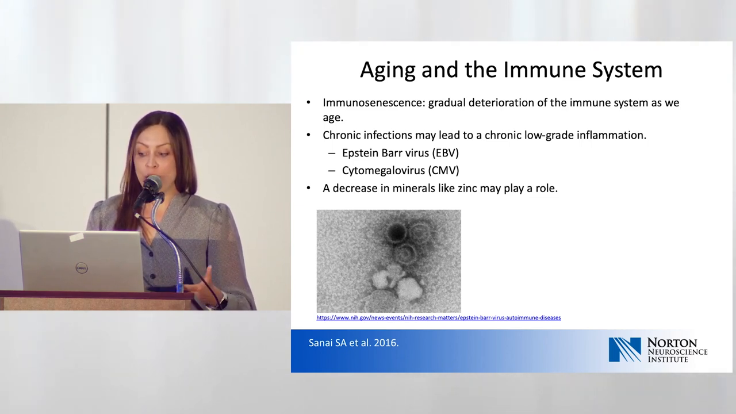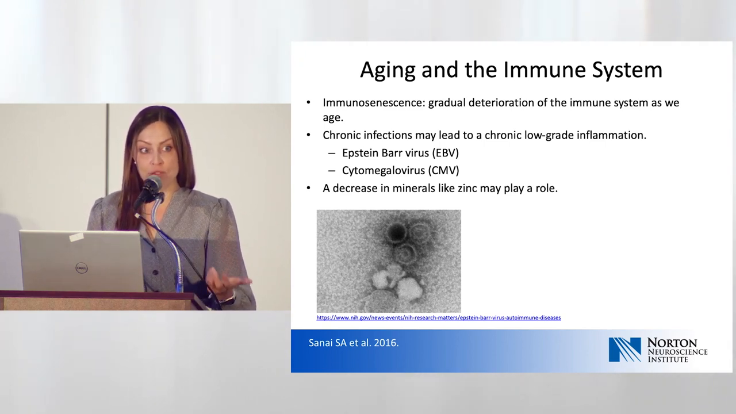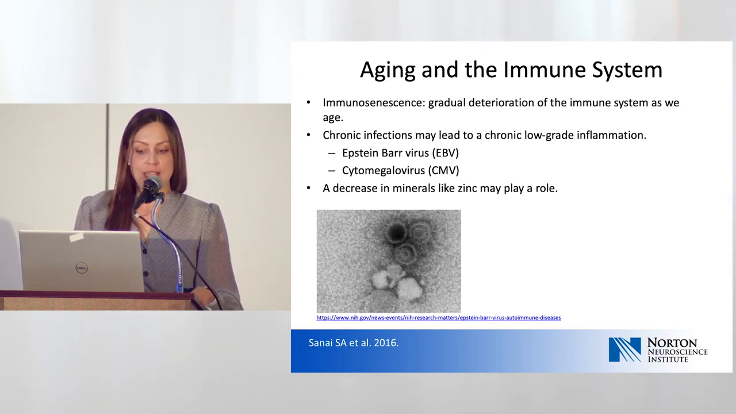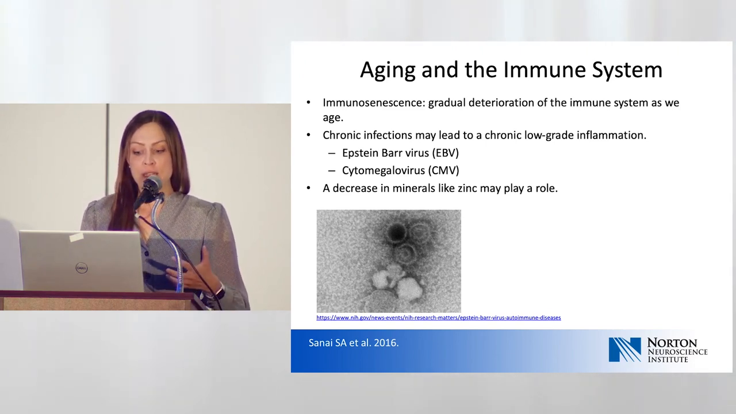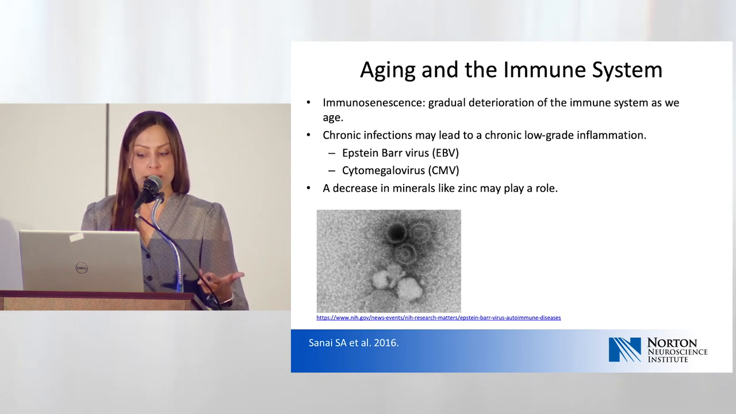We don't know exactly why immunosenescence occurs. One idea is that chronic infections can lead to a kind of low-grade inflammation over time. Infections like the Epstein-Barr virus and cytomegalovirus are really common infections that we don't have a great way of preventing people from getting, and we don't have vaccines. Those could hang around in the body forever and cause a low-grade inflammation that damages the immune system over time. Also, a decrease in minerals like zinc may play a role. And the image here is an image of the Epstein-Barr virus.